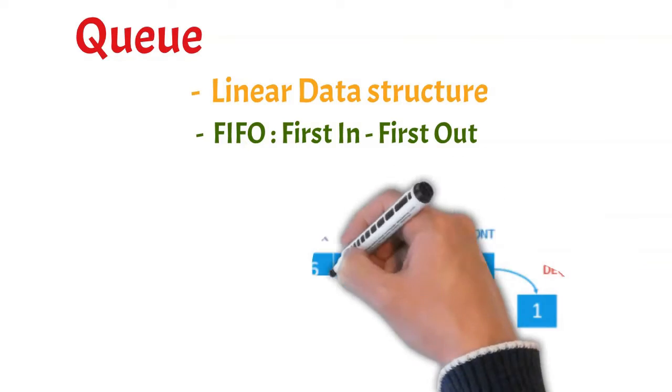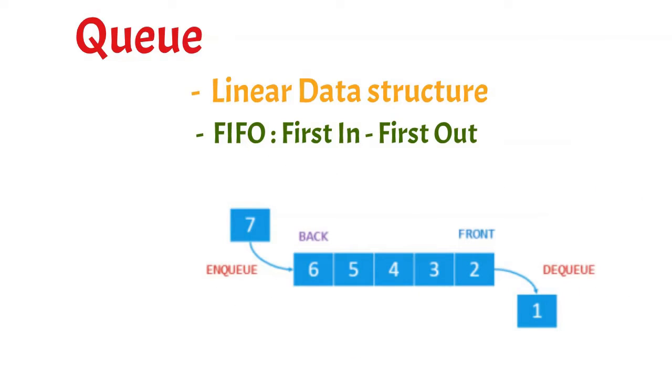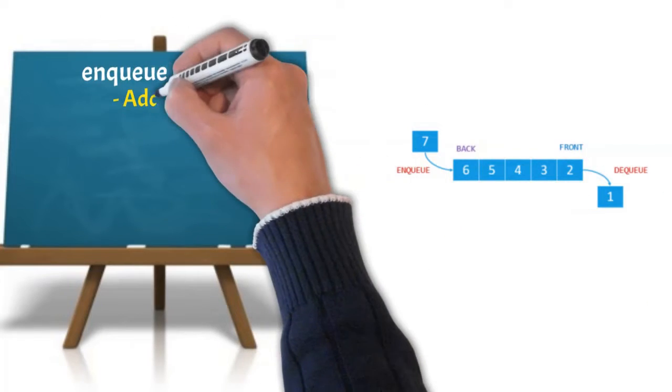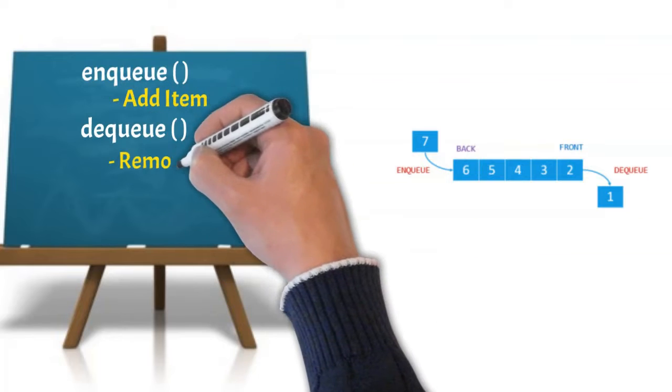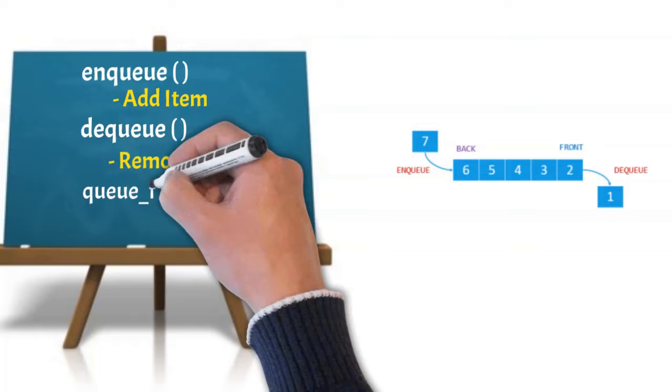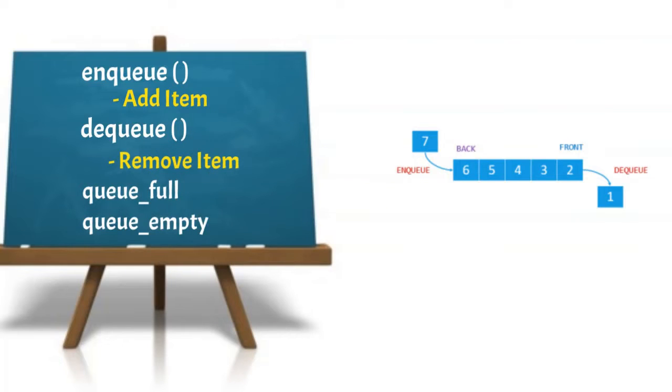In the example, we can see how the elements 1 to 7 were added to the queue, and when removing, it started with 1. To support the FIFO principle, queue is implemented with two operations, enqueue and dequeue, for adding and removing items. Along with operations, two exceptions, queue full and queue empty, are supported for exceptional cases.